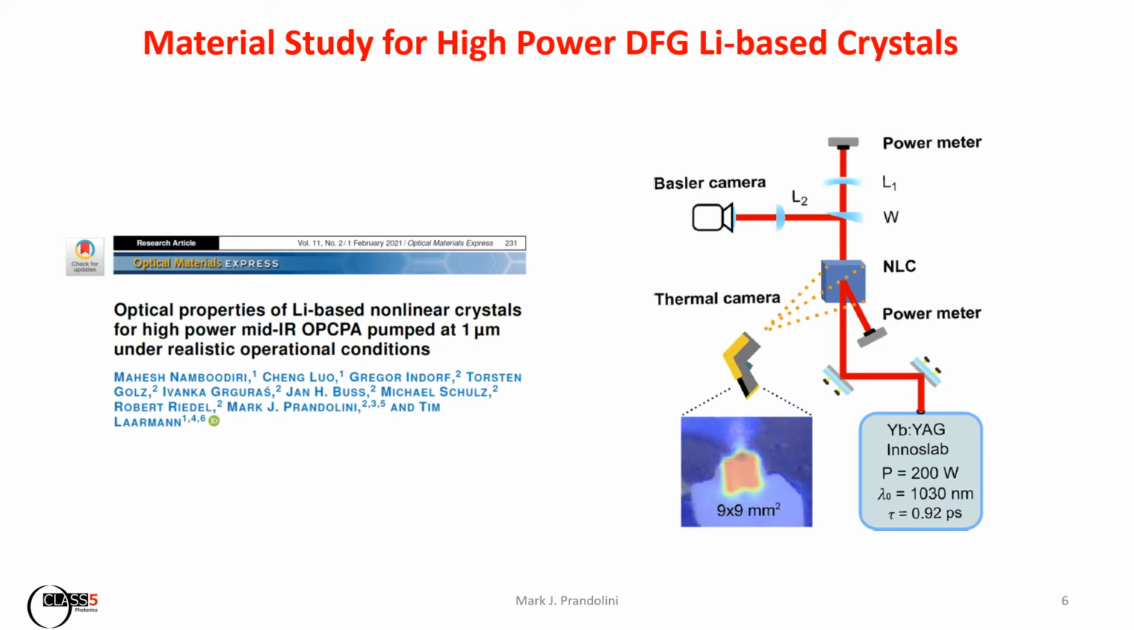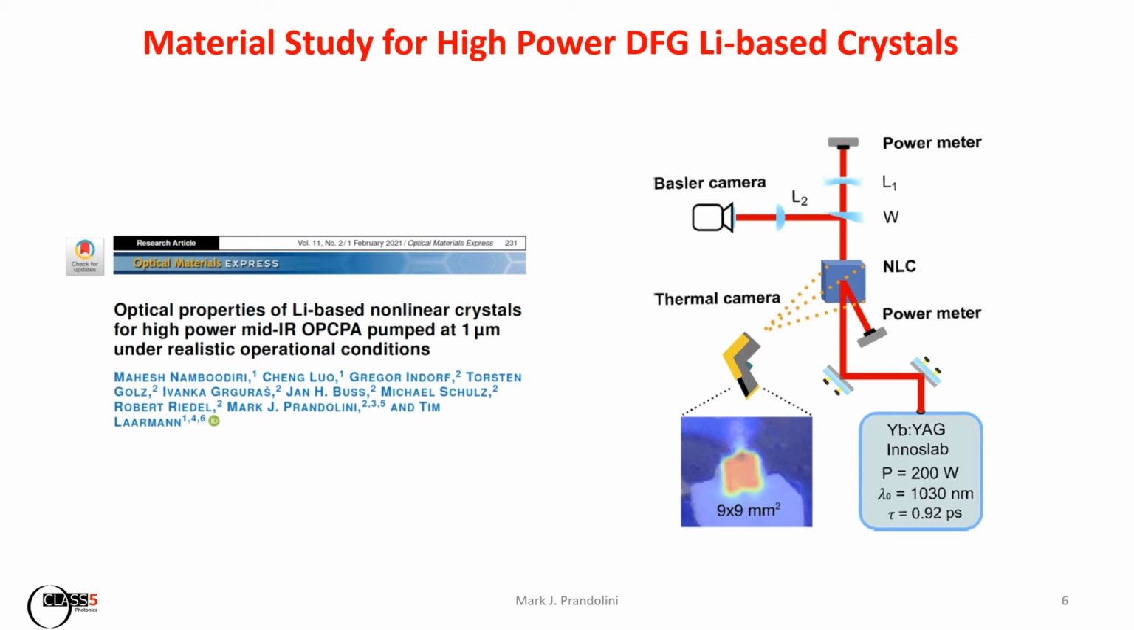As discussed in the previous slide, the critical stage is a single DFG crystal combining the pump and signal waves and producing a mid-IR idler wave. Now, in most cases, it turns out that the pump wave generates most of the heat within the crystal. So Class 5 Photonics, together with our partners at DAISY, decided to do a material design study of high-power lithium-based crystals. The results of this study are published in Optical Materials Express.